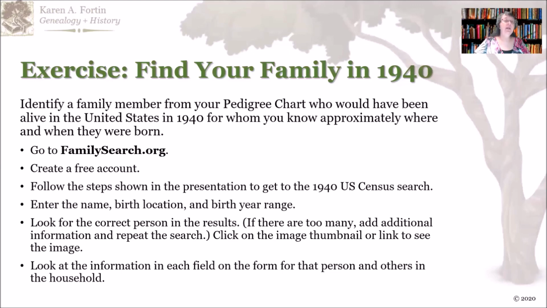If there are too many and you can't identify the correct person, add some additional information, such as the name of a spouse or a parent, or someone else who might have been in the household in that same year. Click on the thumbnail image or the link below it to pull up the original image. Then look at the information in each field on the form for every person who's part of that household to discover more information about your family.